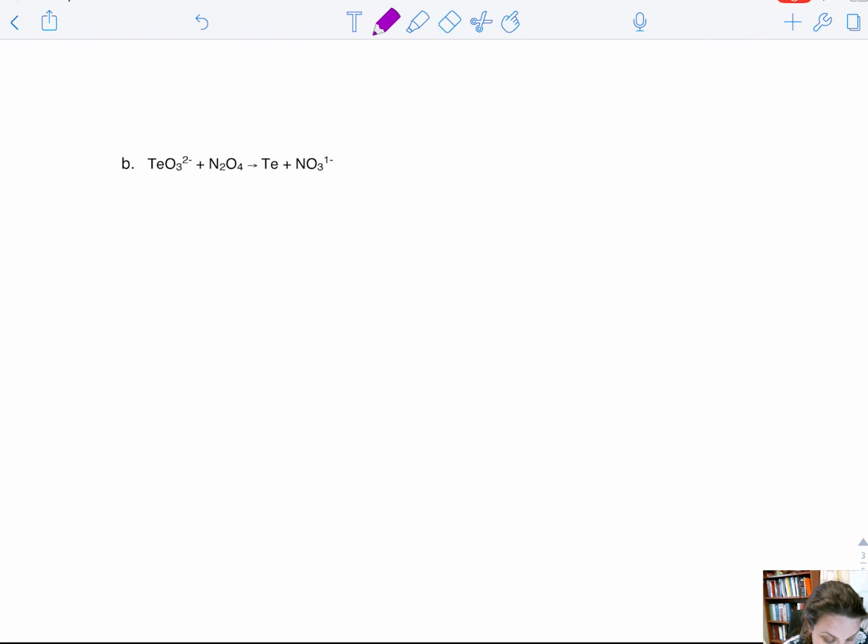So we've got tellurium oxide, so tellurium in a compound going to tellurium metal, so that is obviously changing oxidation state. And then nitrogen, dinitrogen tetraoxide to nitrate, that is also changing oxidation state. We have a different number of oxygens, different number of nitrogens. It's going to end up having different oxidation states. For instance, the dinitrogen tetraoxide, we have an oxidation state of +4. In the nitrate, it is +5.